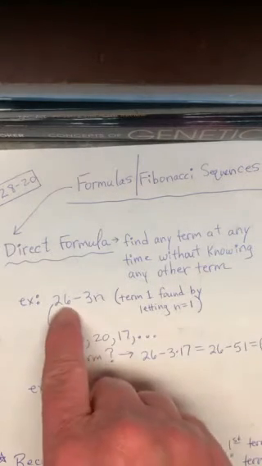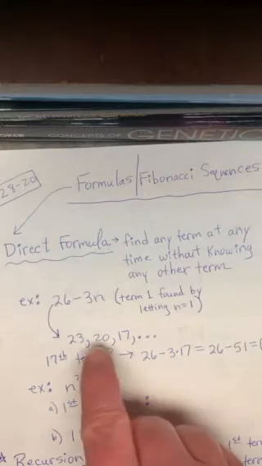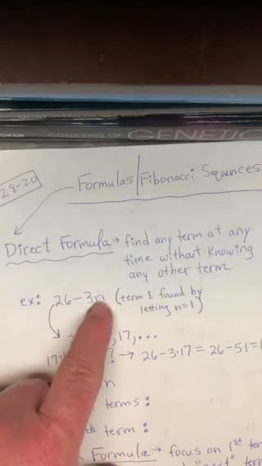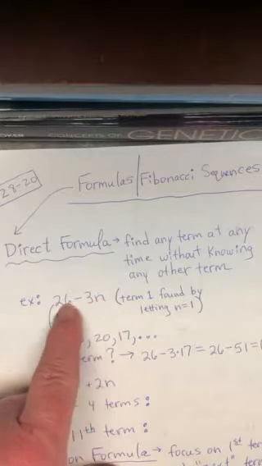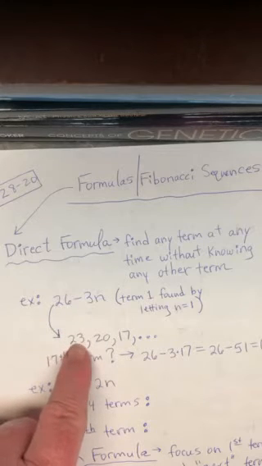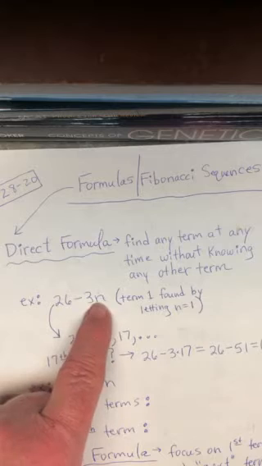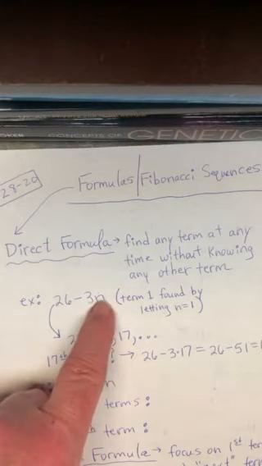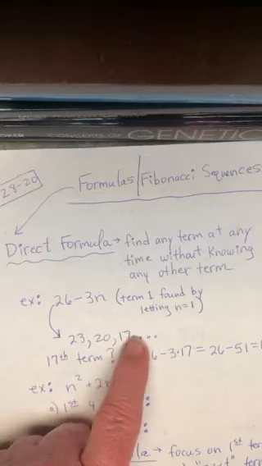So if the direct formula is represented by 26 minus 3n, and I said write down the first three numbers, well, obviously when we plug a 1 in for the first number here, 3 times 1 is 3, and 26 minus 3 is 23. Plug in a 2. 3 times 2 is 6. 26 minus 6 is 20. Plug in a 3. 3 times 3 is 9. 26 minus 9, 17.